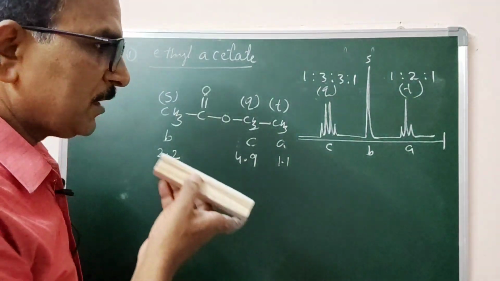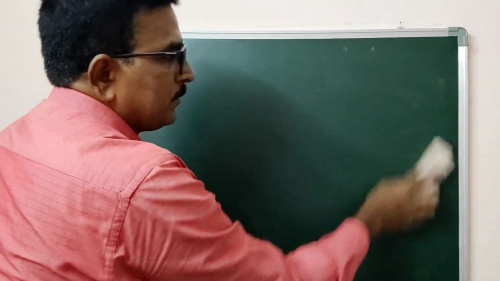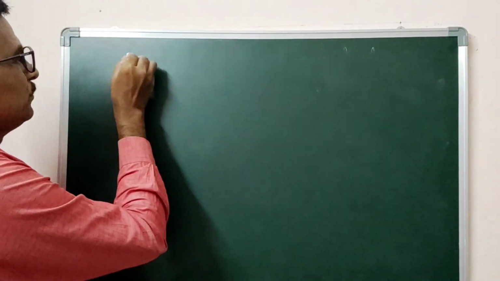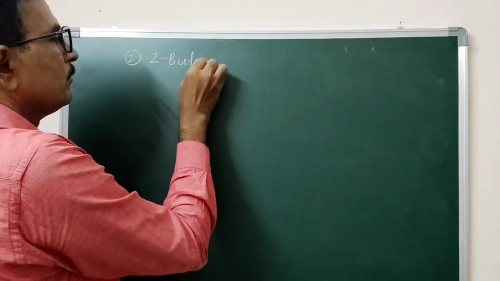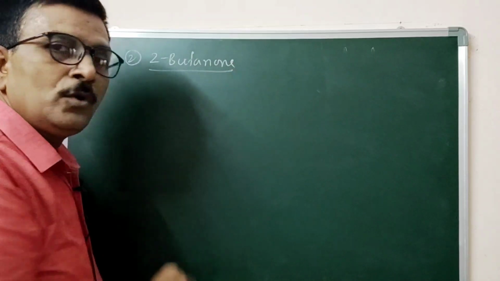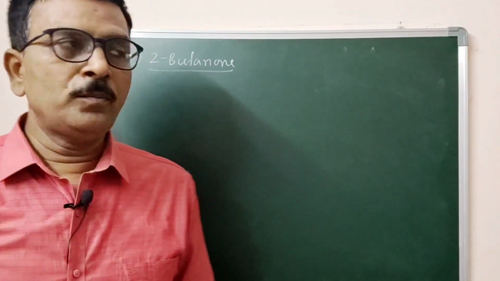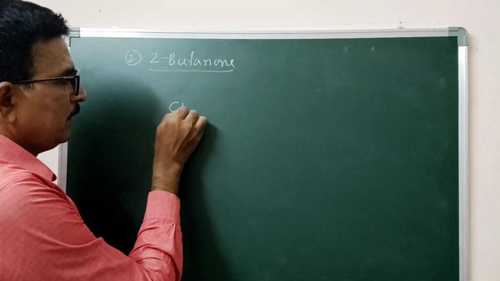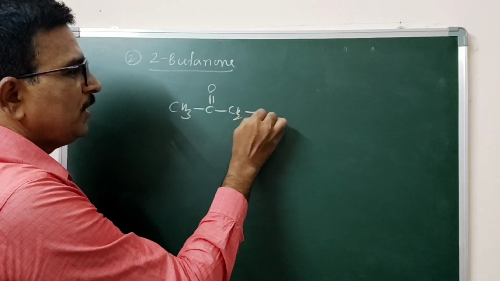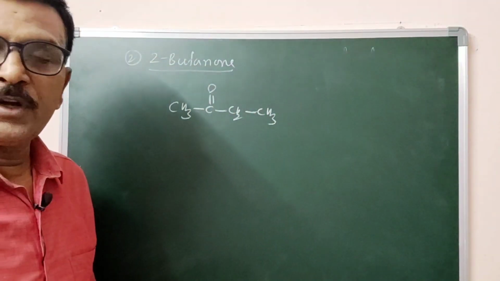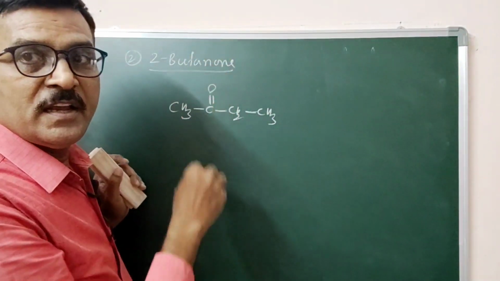Now coming to the second molecule, number 2, 2-butanone. Proton NMR spectrum for 2-butanone. Its structure is CH3, C double bond O, CH2, CH3. This is 2-butanone. Now you can see again it is similar to ethyl acetate.